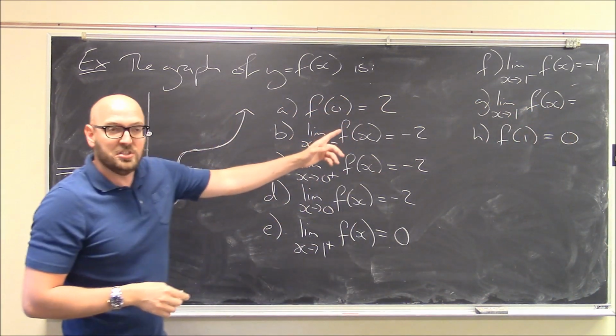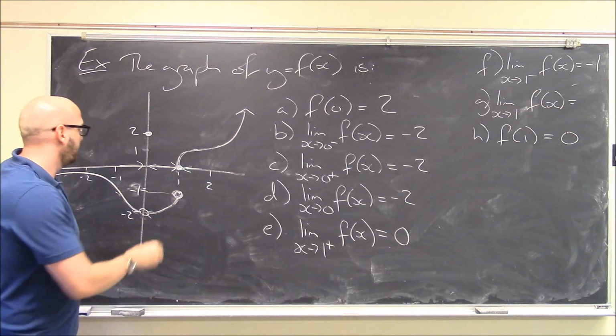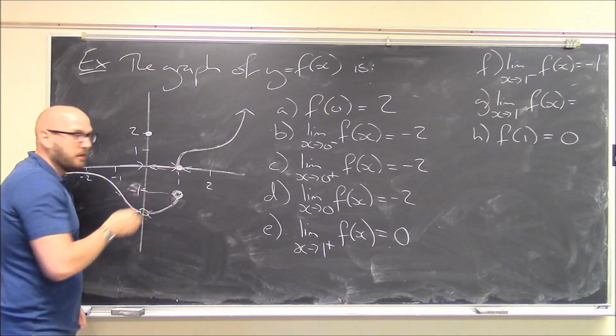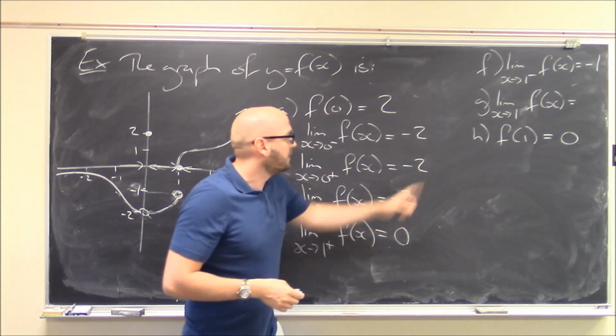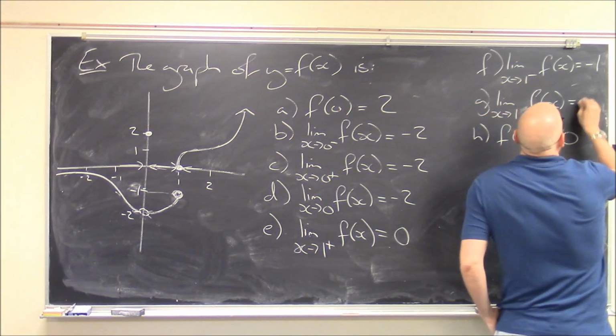And last but not least, g. What's the full limit? What's the limit as you approach 1 from either direction? Well, our left and right-hand limits don't agree, right? That means that this full limit must not exist.